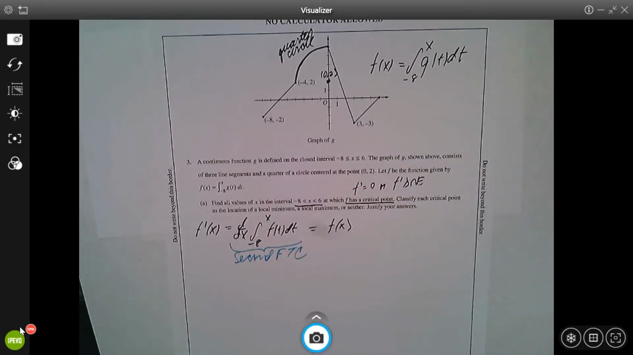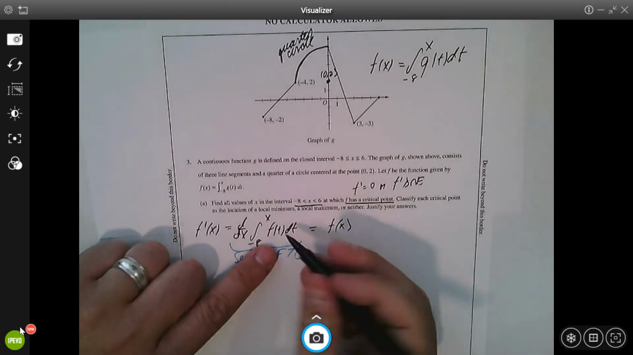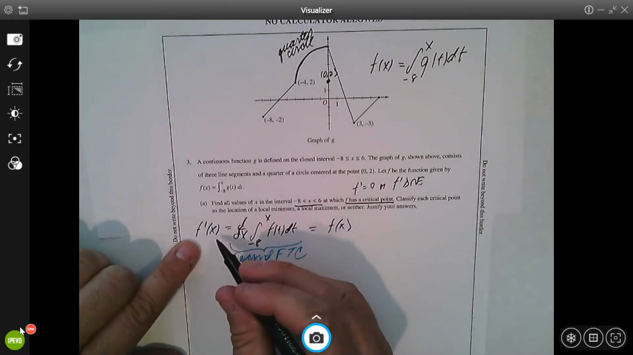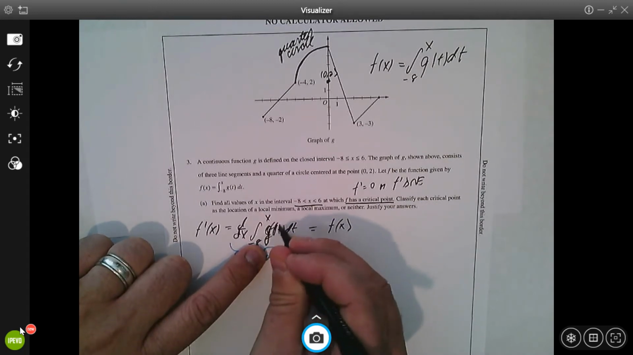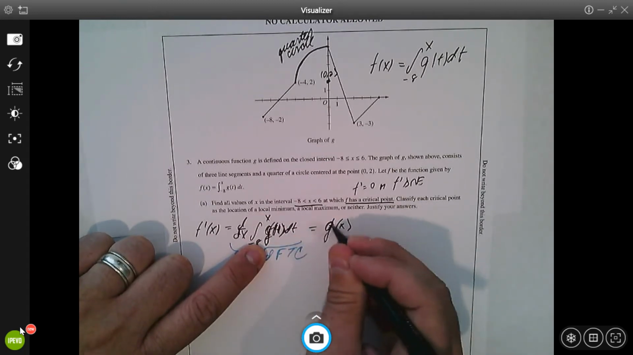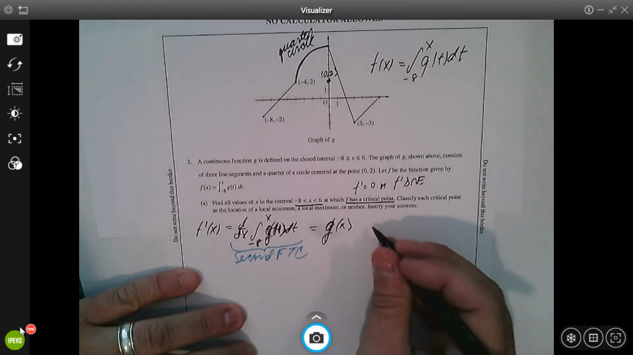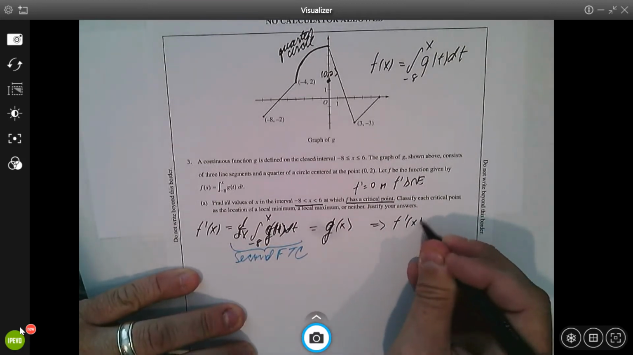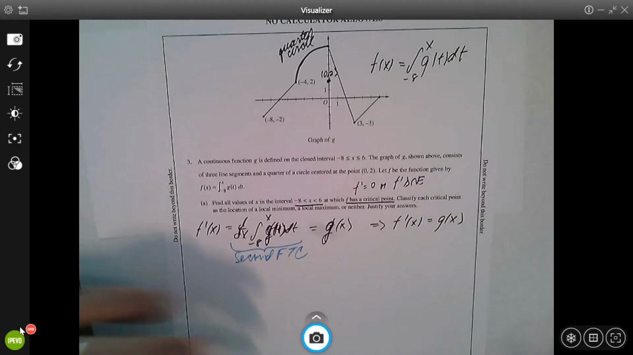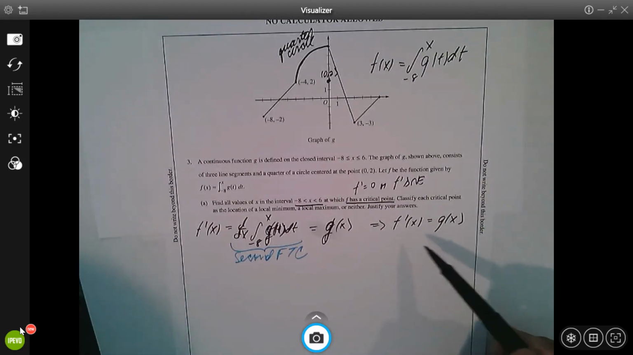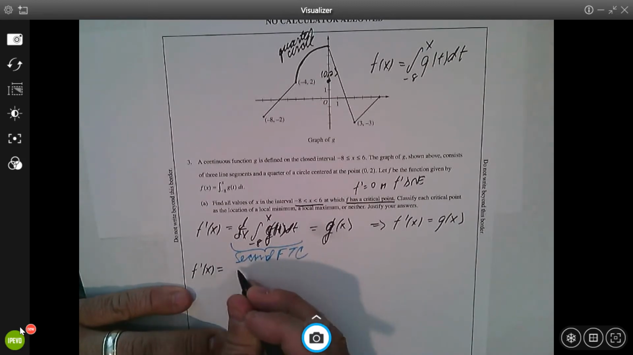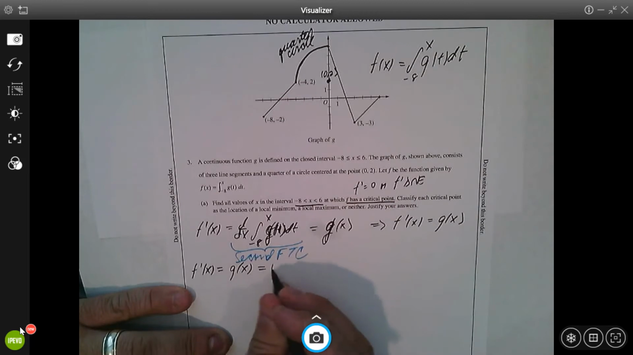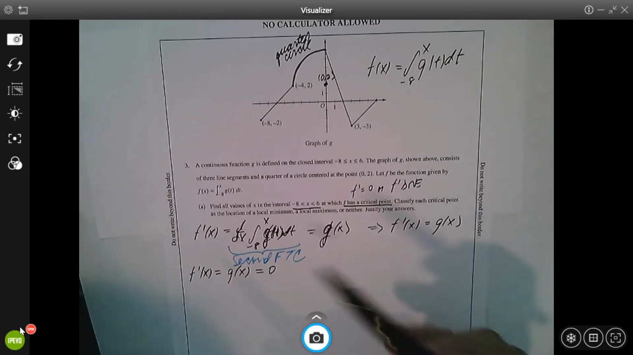Did I just do that right? Oh, I blew it. f prime of x is the derivative. This should be g inside here. Sorry about that. Which means that that's g. Totally messy. Sorry, friends. Okay, but here's what we know. f prime is equal to g of x. Critical points, I'm looking for where f prime of x, which is g of x, is equal to 0.